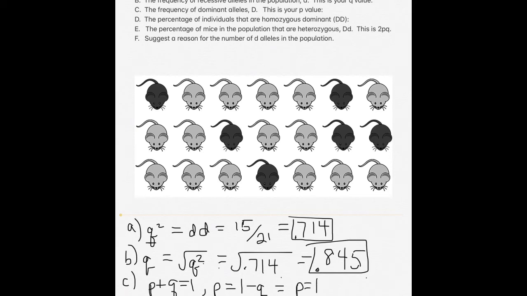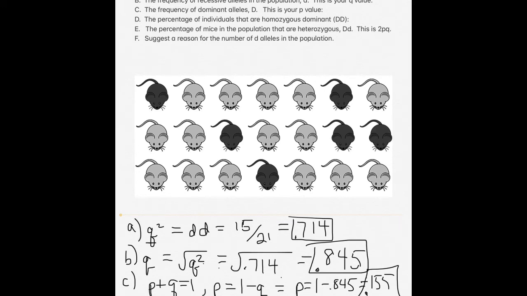So p, if we do 1 minus 0.845, which was the q value we calculated before, and you should be subtracting this in your calculator right now. So 1 minus 0.845 equals 0.155. Now that is p, that is what C is asking us for, so I can put a box around it. Now we have just D and E left to do.